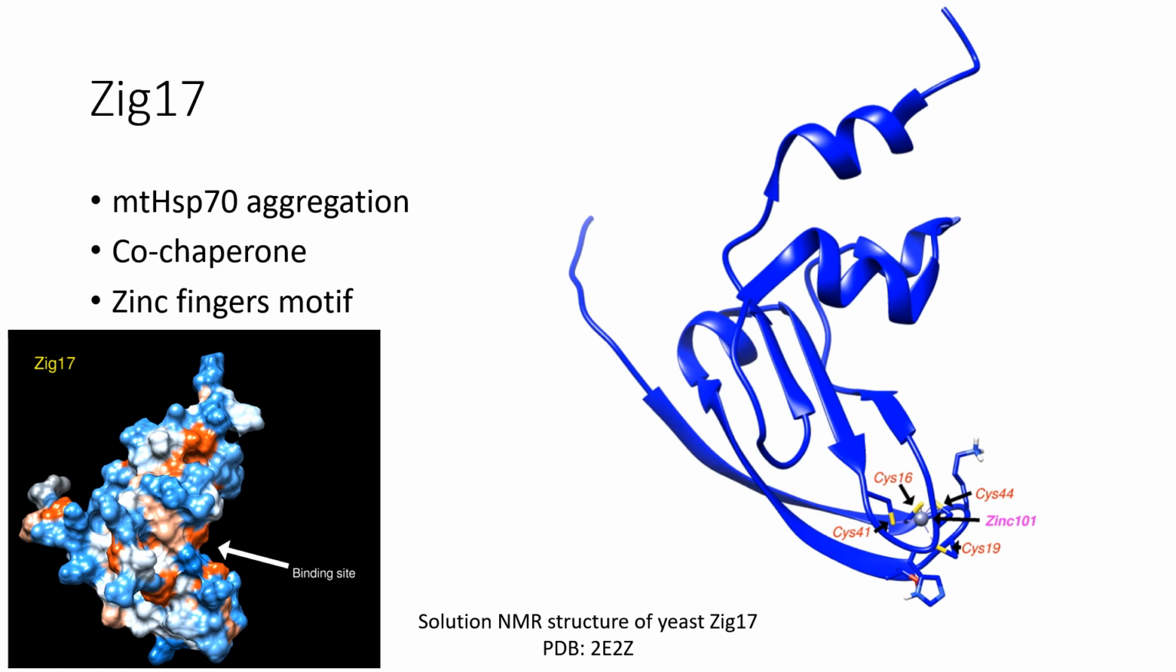HSP70 or mortalin likes to self-aggregate, causing biogenesis failure, and so it has a co-chaperone, ZIG17, that specifically prevents this. ZIG17 is crucial for keeping the mortalin functional. ZIG17 forms an L shape and has 2 zinc finger motifs consisting of 4 cysteine residues localized around the zinc molecule at the end of the L.